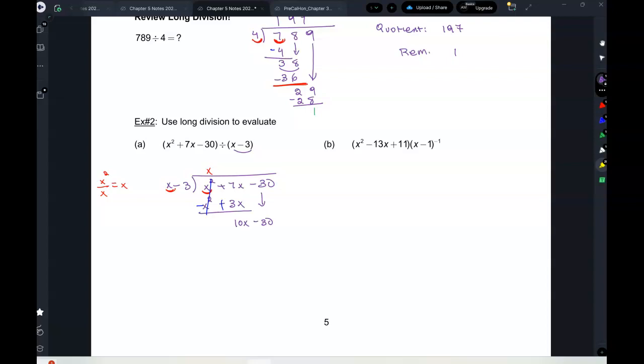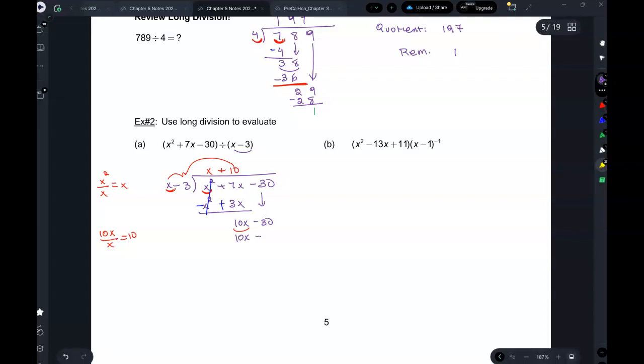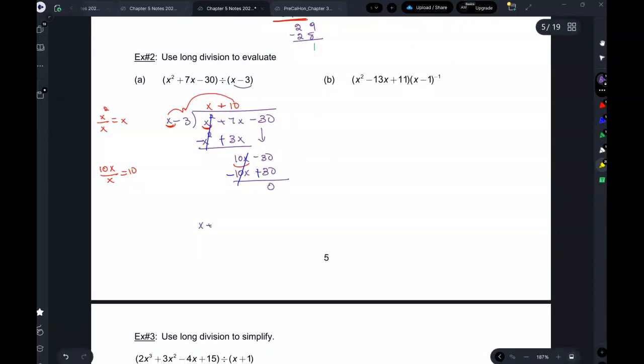Okay, now, same thing all over again. First number by first number. So 10x over x gives me a 10. So here I put plus 10. Multiply all of this. So I'm going to get 10x minus 30. Now, draw the line, change the sign, and combine. 10x minus 10x goes away. It's always going to go away. Negative 30, positive 30, what does that give you? 0. So what's the remainder? 0. But my answer is x plus 10.